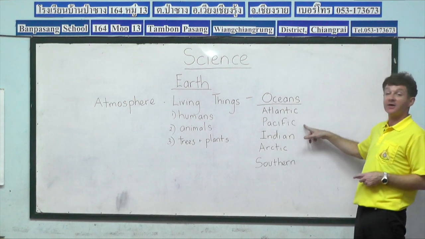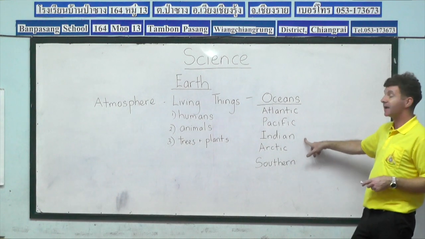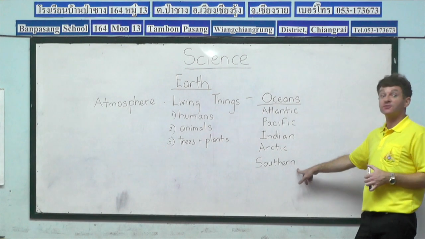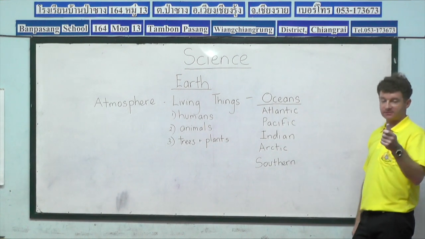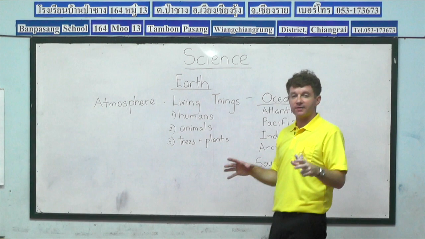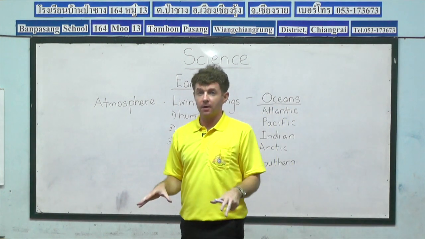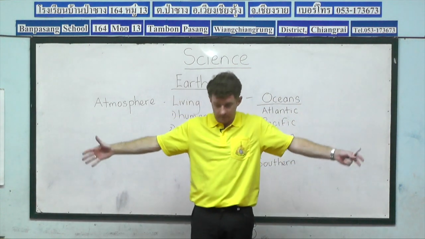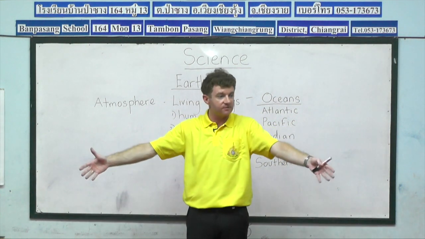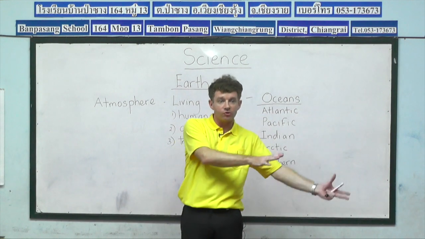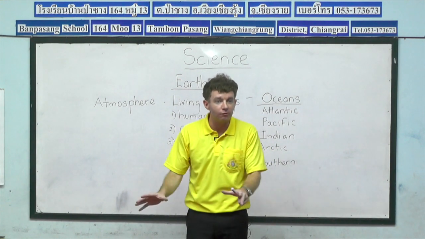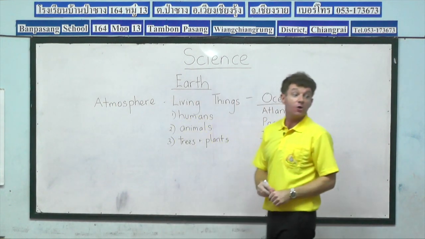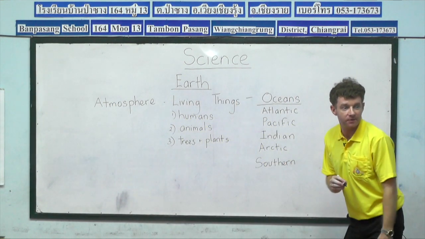Atlantic, Pacific, Indian, Arctic, and Southern. Yes, they are the big bodies of water that are on planet Earth. But does anybody remember what we call the big bodies of land, like the one on which we're standing and sitting now? We had oceans and, not countries, bigger than countries. Continents, excellent. Continents.